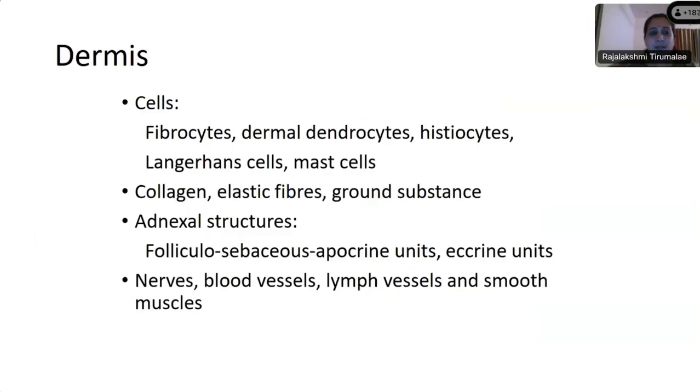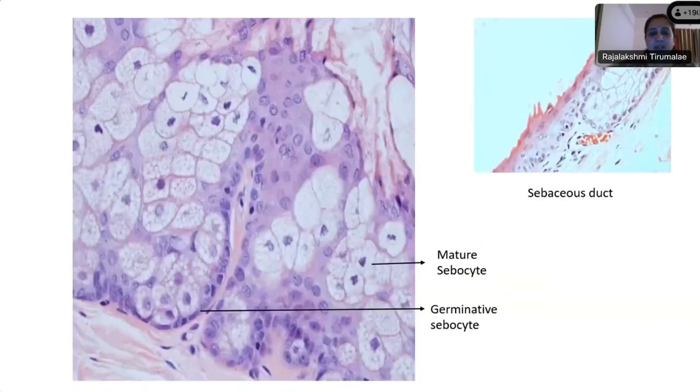Now coming to the dermis, you have cells, you have collagen, you have adnexal structures, and then you have the nerves, blood vessels, lymph vessels, and smooth muscle. And we know that any of these structures could be affected in inflammatory dermatitis. So this is the structure of the sebaceous lobule. You see the mature sebocytes in the center, which are multivacuolated with a central scalloped nucleus and the layer of the germinative sebocytes at the periphery. And that's the sebaceous duct, which is recognizable by the crenated outline.